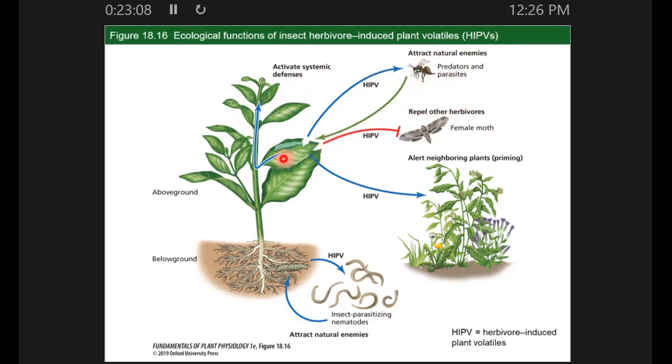So it'll come in and eat the caterpillar. Here you're looking at direct inhibition of other herbivores that might be trying to come along and lay their eggs, for example, onto the plant. So HIPV, by the way, stands for herbivore-induced plant volatiles. They just mean that the chewing insect, the herbivore, was inducing that response.